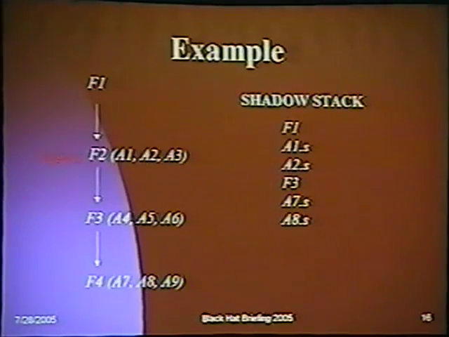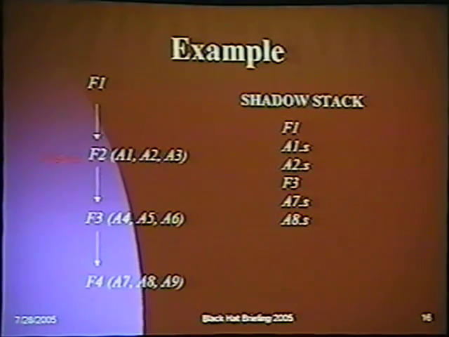When F3 calls F4, again, F3 will pass A7.S, A8.S. These are the corresponding satellite data structures. Now, in this particular case, because F2 is a legacy function, it really doesn't check this shadow stack. So even though F1 passes something to F2, those things that get passed essentially get ignored by F2.